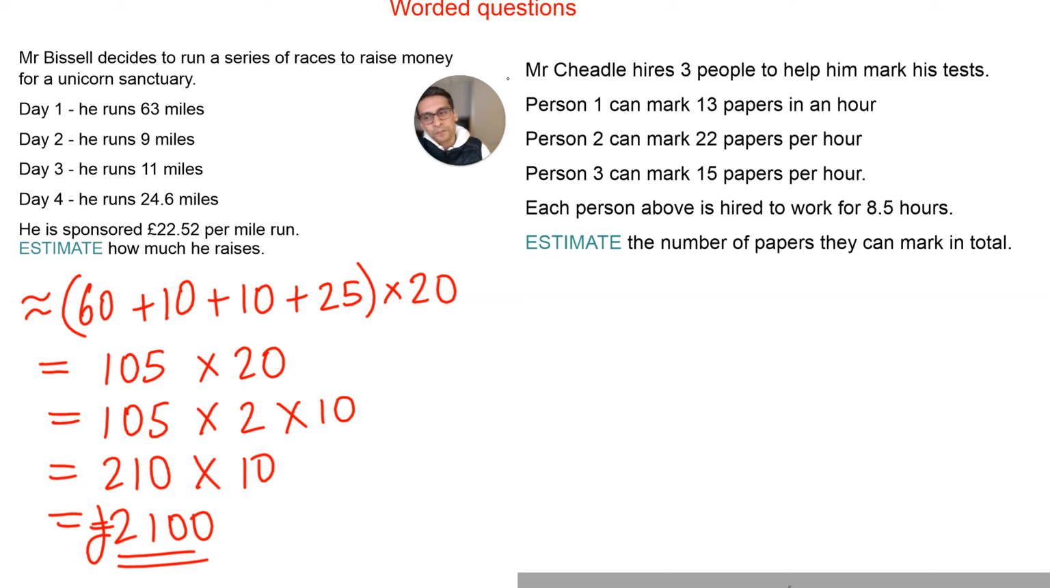So for the next question, we have Mr. Chiro. He hires 3 people to mark his tests. Person 1, 2 and 3 mark this many papers an hour. Each person is hired for 8.5 hours. How many papers will they mark?